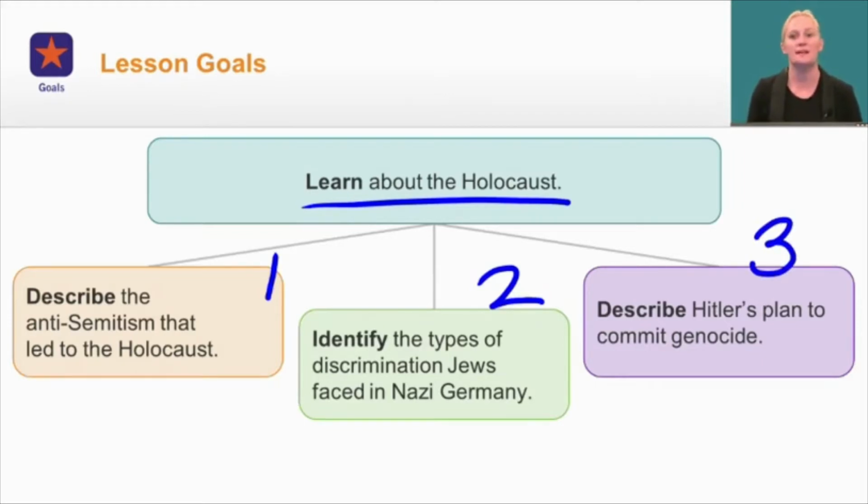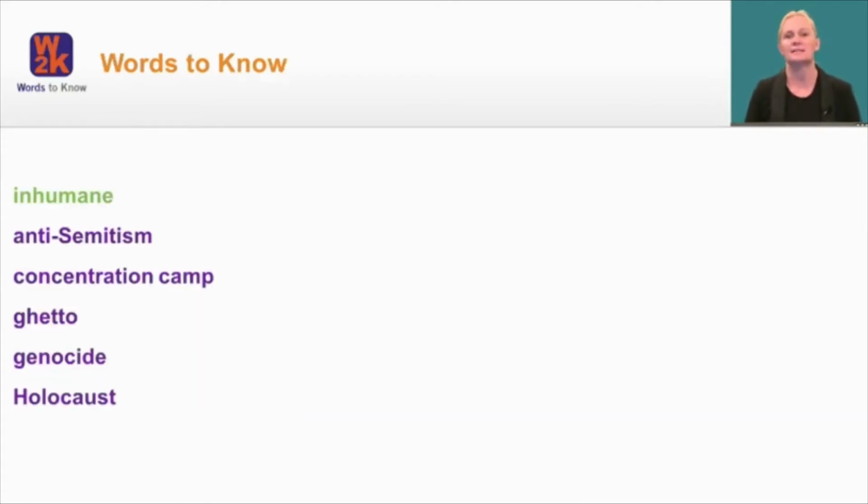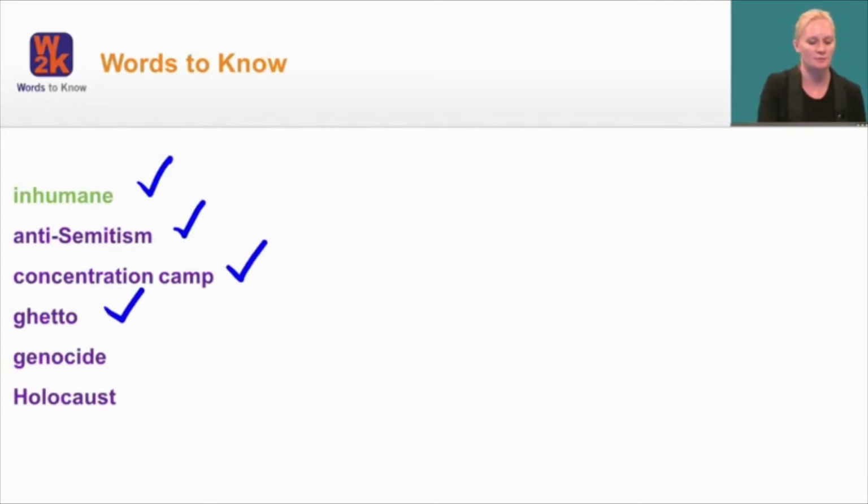As we move through this lesson, there are some vocabulary words that I want you to listen for. First is your academic word, which is inhumane. Then your domain-specific words, words like anti-Semitism, concentration camp, ghetto, genocide, and Holocaust. Remember that if you ever need extra help through this lesson, you can always use your glossary to help you.